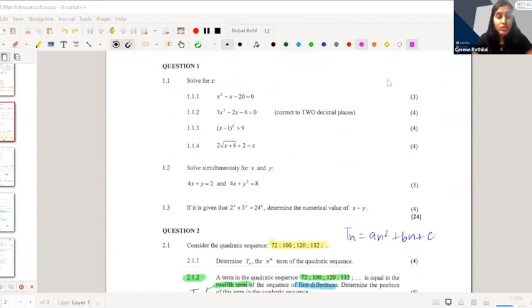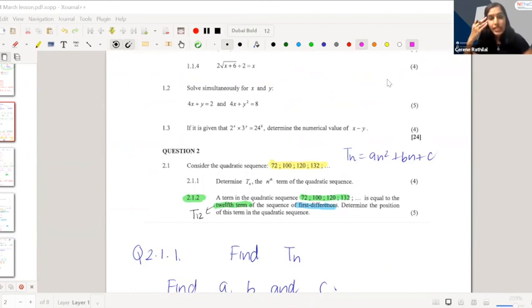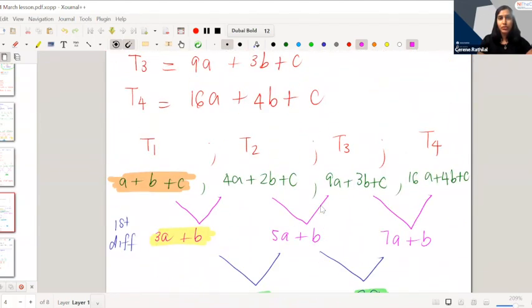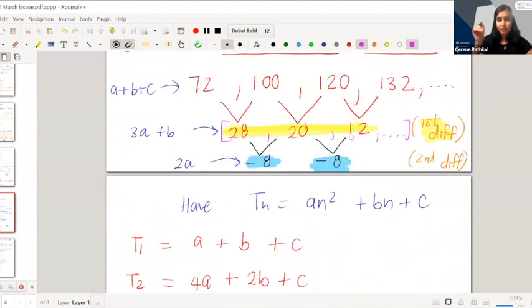Going back to the question, we haven't finished reading it. It says that a term in this quadratic sequence is equal to the 12th term of the sequence of first differences. I think we all understand what that now means because we went back and looked at the first differences. And it says determine the position of this term in the quadratic sequence. Wonderful. So some term in the quadratic sequence is equal to T12 in this arithmetic sequence. That's what's happened. So let's write down that arithmetic sequence. Again, we just need to remember that that sequence was 28, 20, and 12. Let's write it down.